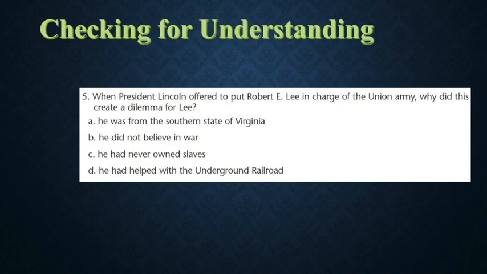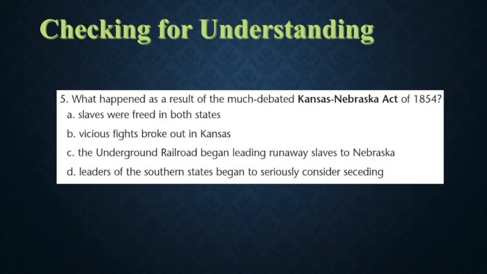When President Lincoln offered to put Robert E. Lee in charge of the Union Army, why did that create a problem for Robert E. Lee? That's right. Robert E. Lee was a Virginian. He was actually related by marriage to George Washington, another Virginian. Robert E. Lee knew that the war was going to take place largely in his home state of Virginia. And he was somebody who believed in states' rights. He believed that Virginia was his home first and the United States second. What happened as a result of the much-debated Kansas-Nebraska Act? Yes, very, very vicious fighting.